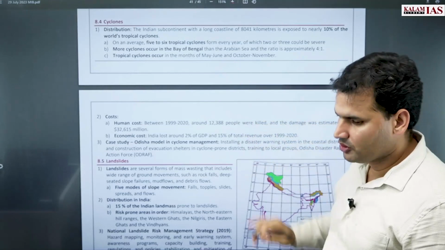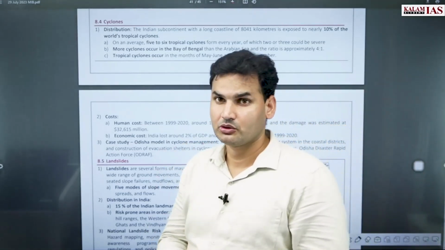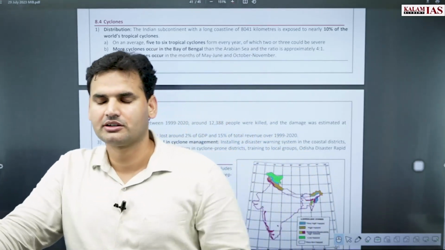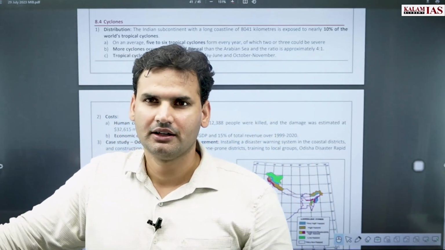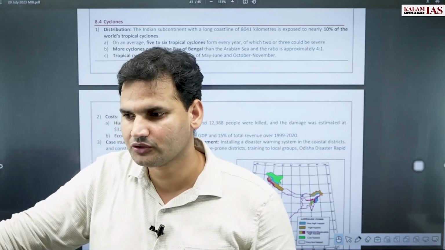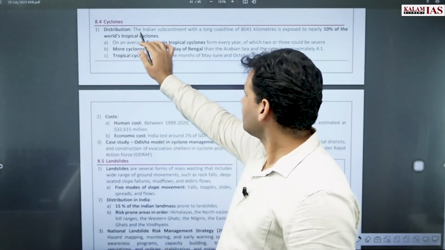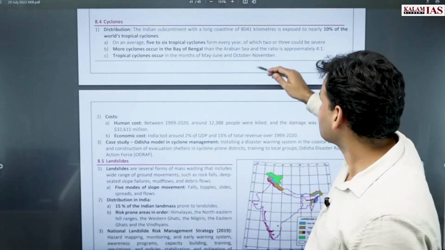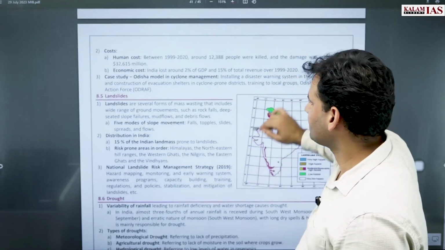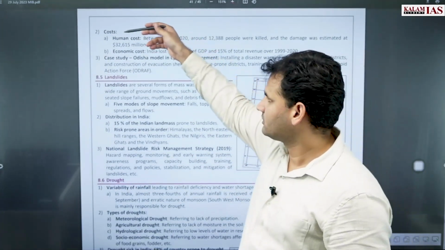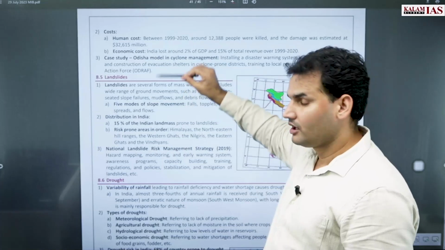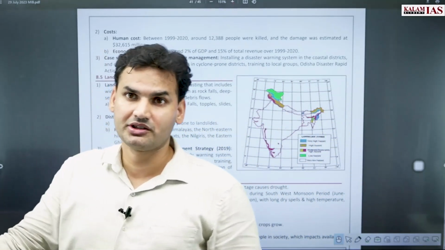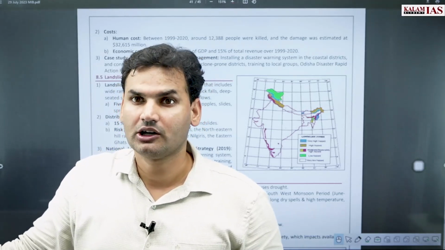Then what? Owing to the geographical location, we are prone or vulnerable to all types of disaster. You name a disaster, we are vulnerable to it. Landslides, yes, we have landslides. Earthquakes, yes, definitely. Cyclones, why not? The Indian subcontinent has a long coastline of over 8,000 kilometers. And we have human cost, economic cost. And the case study which we can use, which is hailed the world over and appreciated by the United Nations, is the Odisha model.